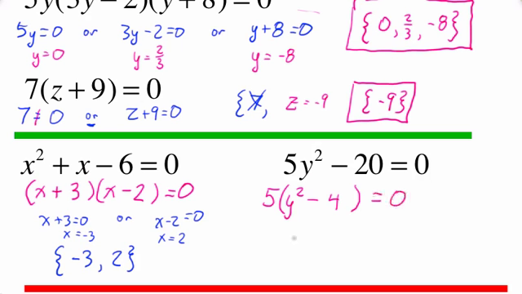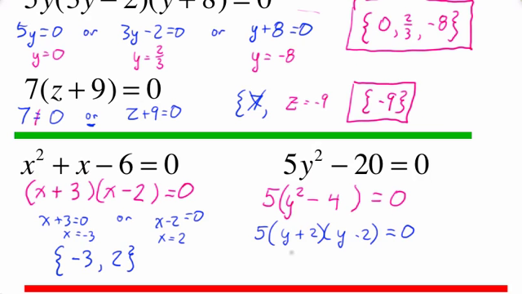And now we're going to use the zero product rule. Now 5 can't be 0, so that doesn't make any sense. But actually we're not going to use the zero product rule yet, we could factor further. 5 times, this is a difference of two squares, y plus 2 times the quantity y minus 2. And that all equals 0. So we end up with 3 factors. But I hope you see that only 2 of these factors are going to give us answers.